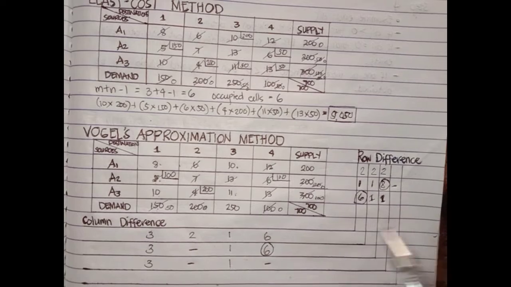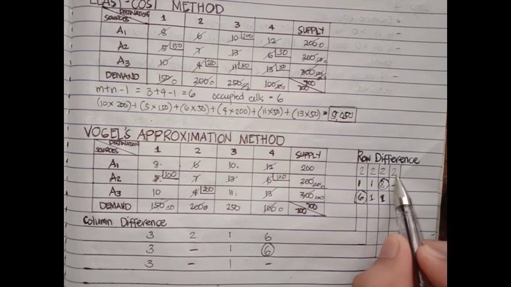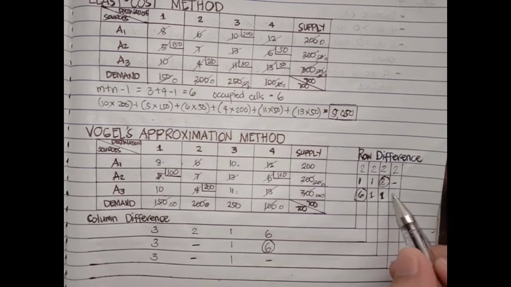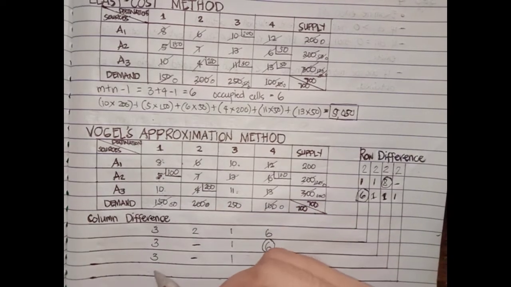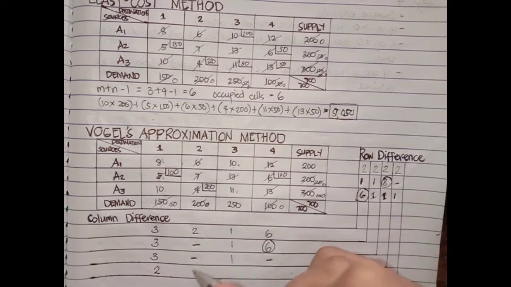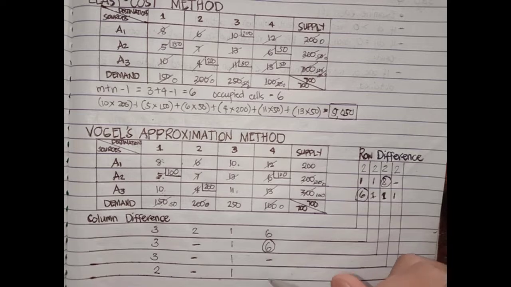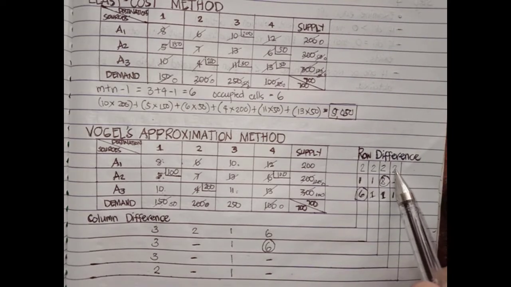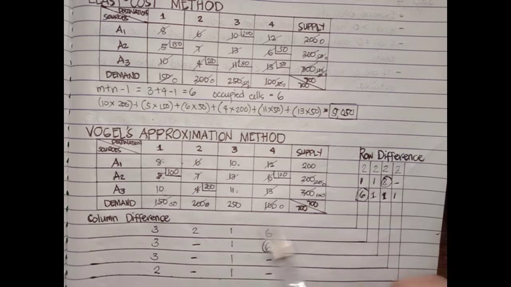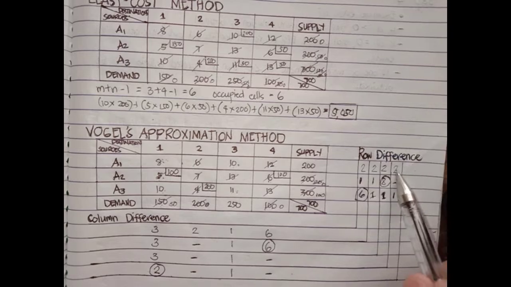To continue, same process as before. The difference between 8 and 10 is still 2. This is 10 and 11, so it's 1. In this column, we have 8 and 10, so we have 2 as the difference. And here 10 and 11 is still 1, and no longer to be allocated. Where is the largest number? We have two largest numbers, 2 and 2. Either way, we will choose 2 here and 2 here. We will allocate in the smallest cell, whichever you choose of these largest numbers.